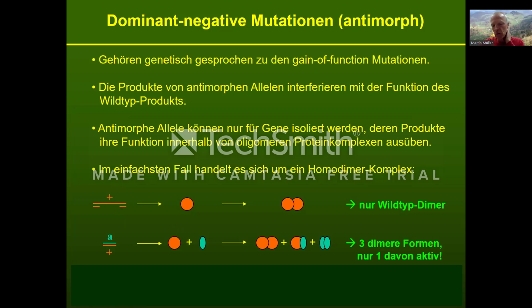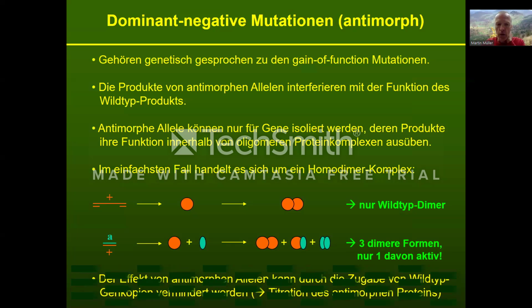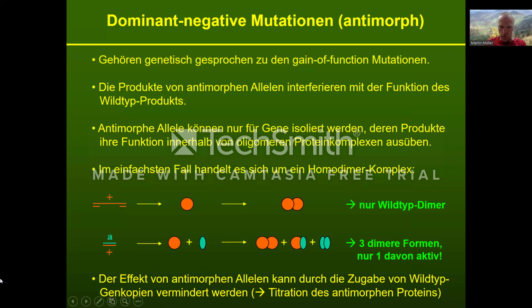Now, how do you demonstrate that your mutation is of antimorphic nature? If you increase, by a duplication or other means, the concentration of the wild type protein, then you increase the number of wild type homodimers, and you should suppress the phenotype induced by the antimorphic mutation. It's a little bit complicated, but I'm sure if you think of it, you will see how this antimorph works.